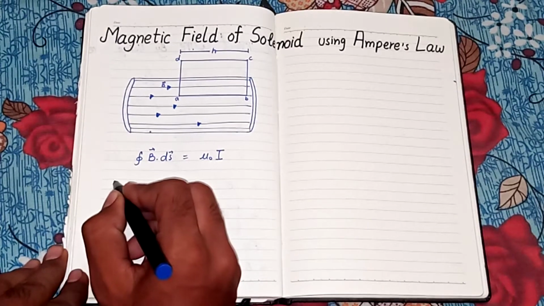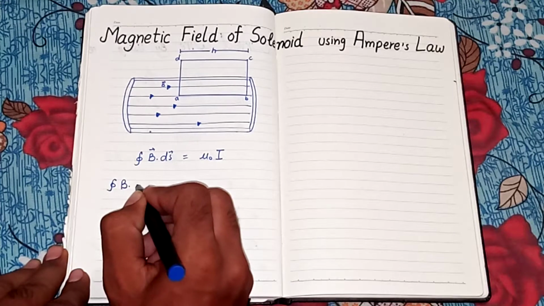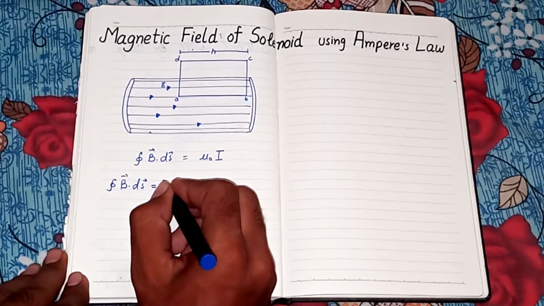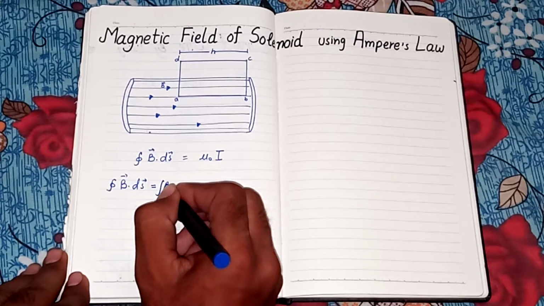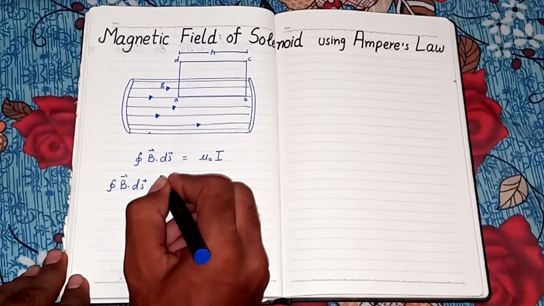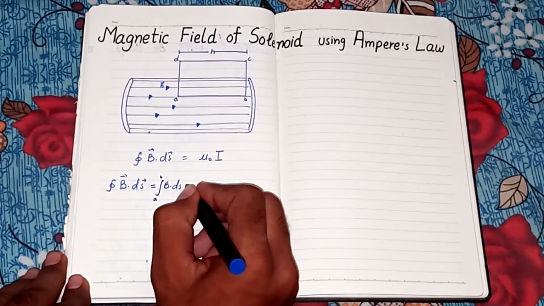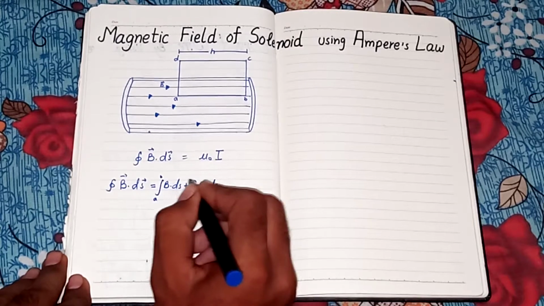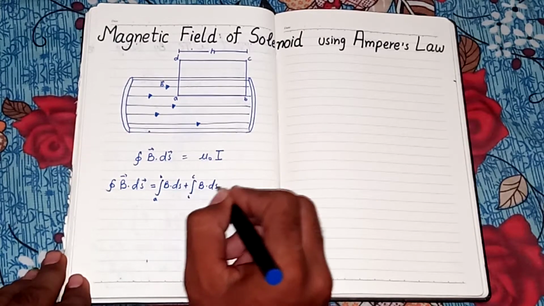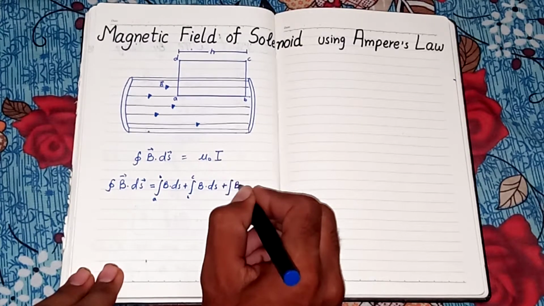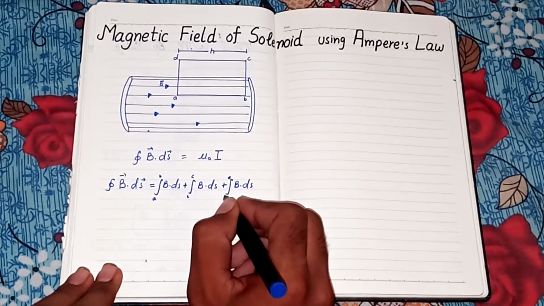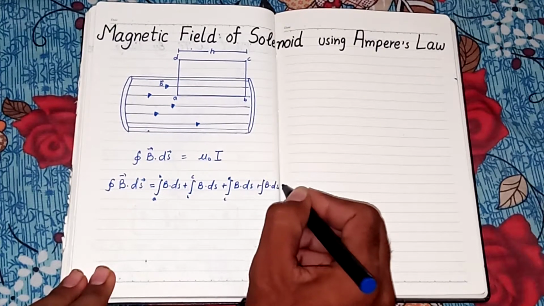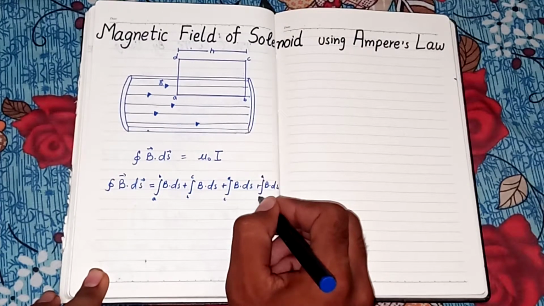So our line integral of B dot ds becomes the integral of B dot ds with upper limit b and lower limit a, plus the integral of B dot ds with upper limit c and lower limit b, plus the integral of B dot ds with upper limit d and lower limit c, plus the integral of B dot ds with upper limit a and lower limit d.